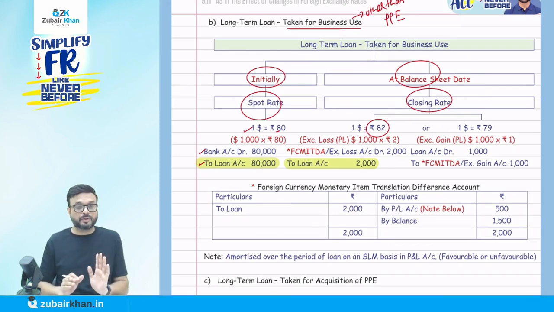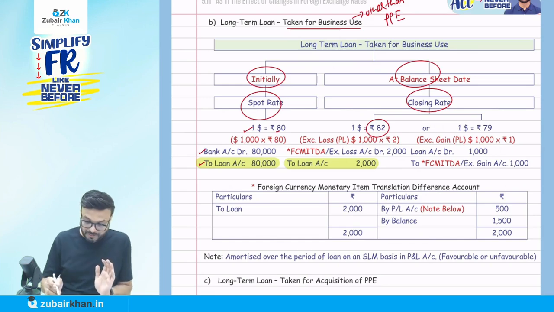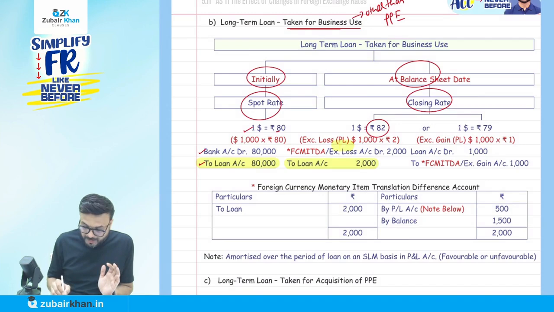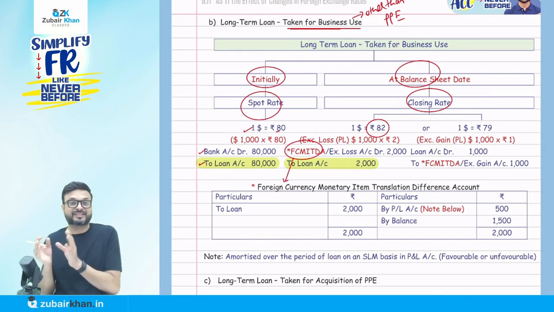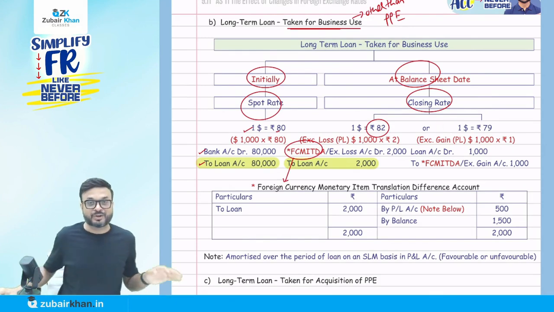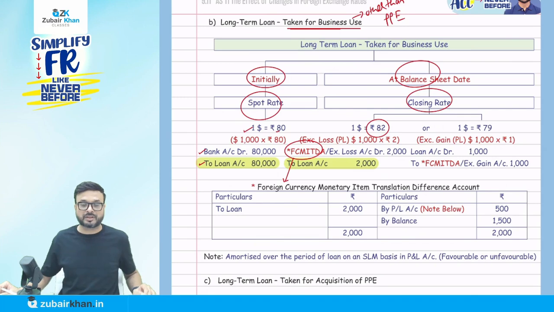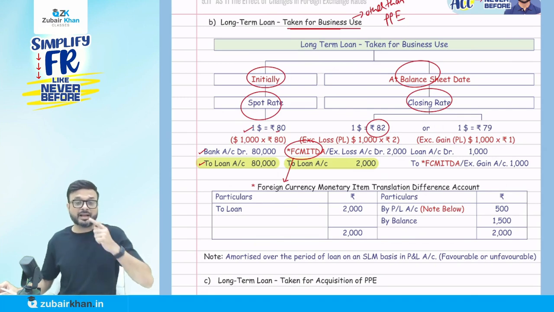But what normally we do is take it to the P&L account. But here we have the option. Either we can take it to the P&L account as an exchange loss of 2,000, or there is one account, FCMITD. What is FCMITD? Foreign Currency Monetary Item Translation Difference account. That is FCMITD. Okay.